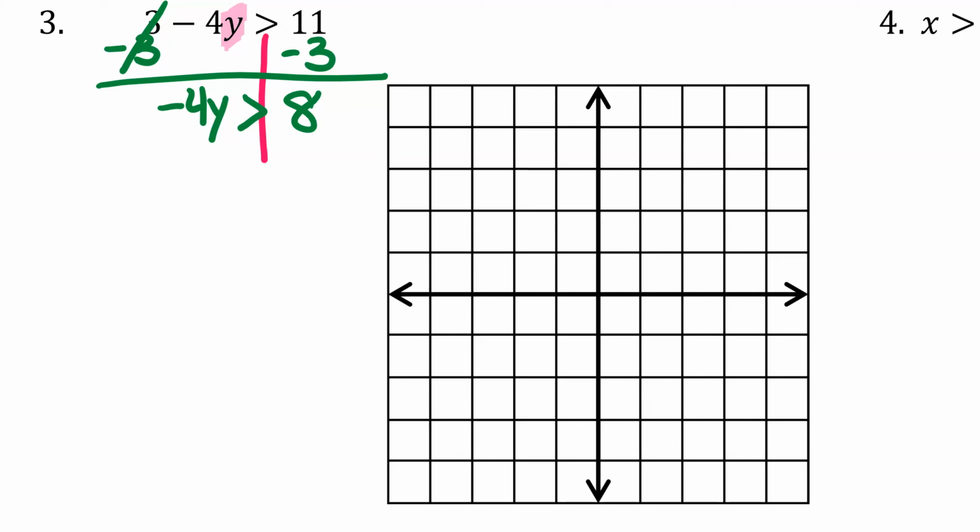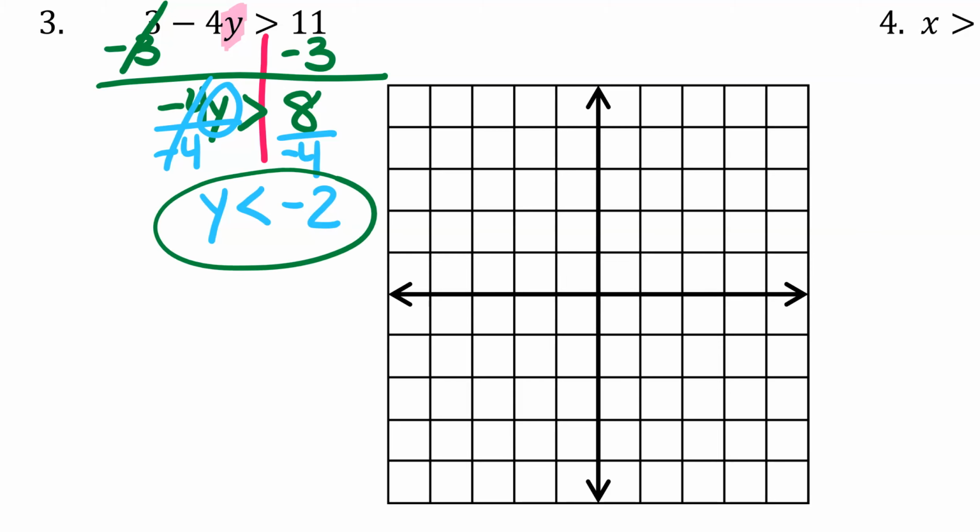Now, to get y by itself, because we still have to do that, I need to divide by -4 on both sides. I divided by a negative, so I need to remember to flip that sign. So less than, and then 8 divided by -4 is -2. This is what I'm graphing right here. We know how to graph these. It's just like if you had y equals -2.